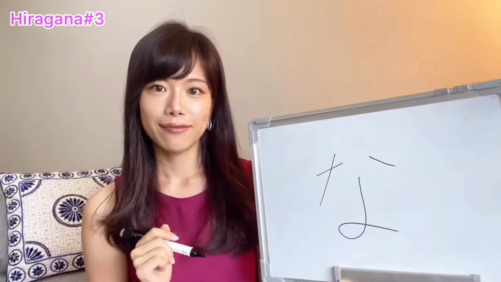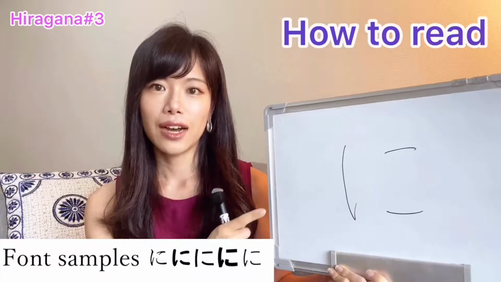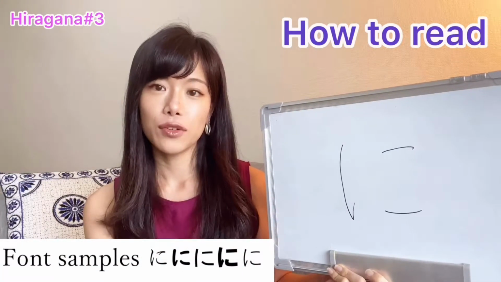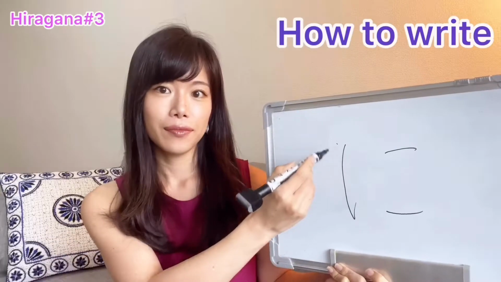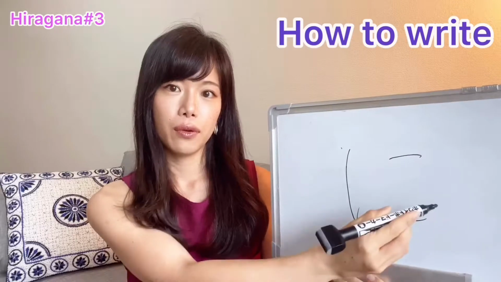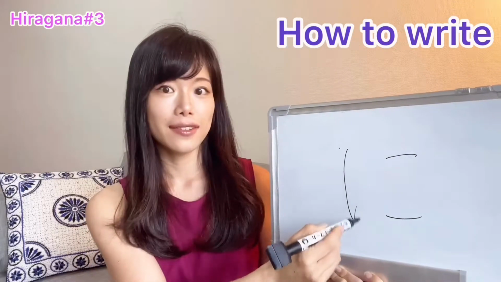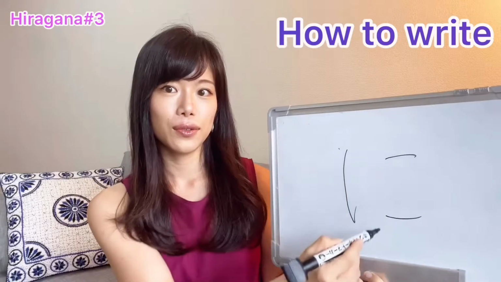な。 Okay, next. に。 How to write に? 1, 2, 3. Once again. 1, 2, 3.